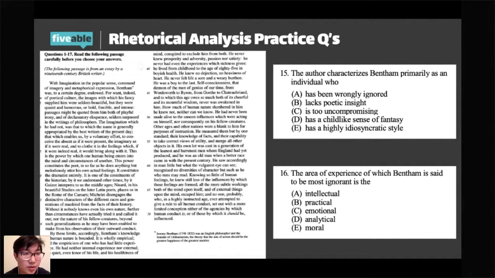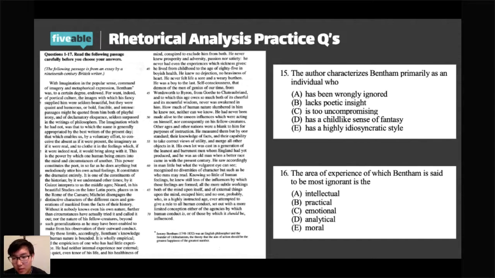All right, so let's go through each question and then I'll answer each one for a little bit of suspense. For number 15, the author characterizes Bentham primarily as an individual who, and in this case, the best answer is answer choice B. The author's primary characterization, I would say, is that they lack poetic insight. So poetic in this case sort of means emotional. I think the reason why it's that is because they spend almost the entire half of the second passage, and even in the first paragraph, touching on his limitations.